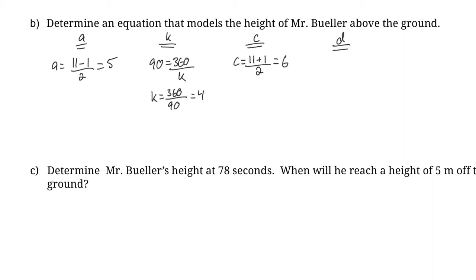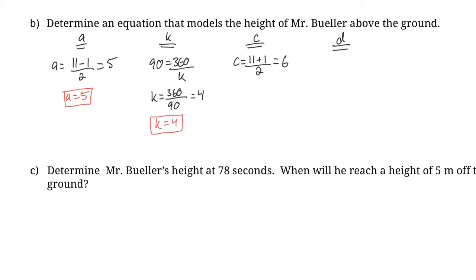Here's all the information I have. So A is our amplitude, and you find that by taking your maximum minus your minimum and dividing it by 2. So that means our A value is 5. And our K, we find that by using our period. So our period is 90 because we knew that it took 45 seconds to go from our maximum to our minimum, and then another 45 seconds to go back up to our maximum. So one whole cycle is 90 seconds. So we need to do 90 equals 360 divided by K. And when we solve for K, we get that K is equal to 4.